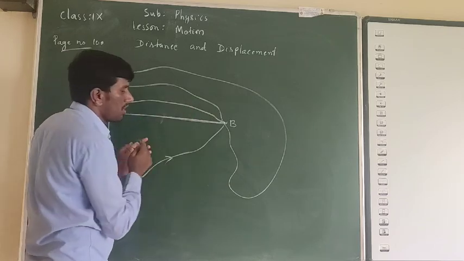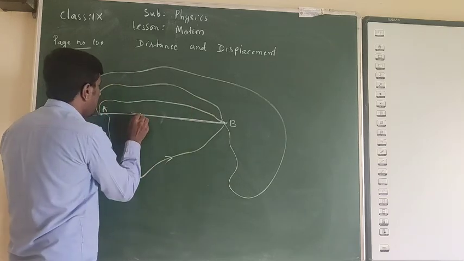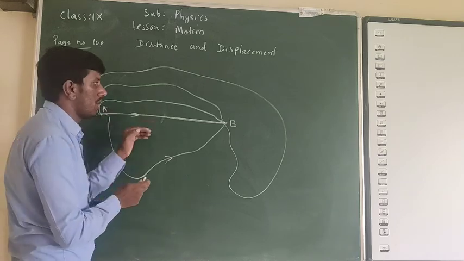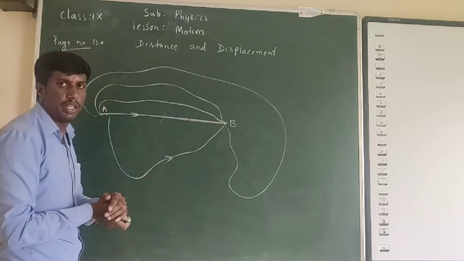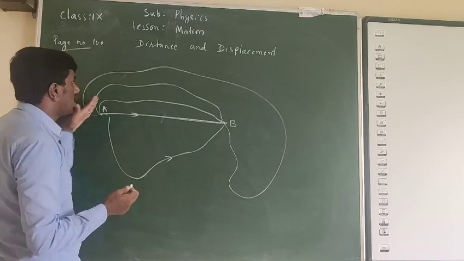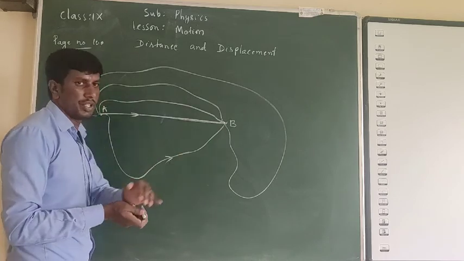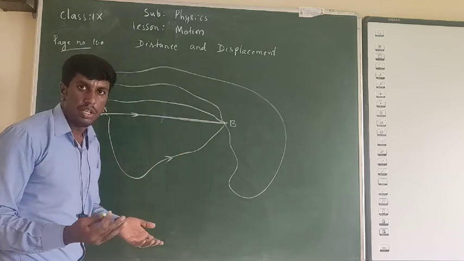So this will be the shortest path. It should have a direction. It should be having this direction only. So we can't take this direction or this direction. It should have direction. Which is having direction?